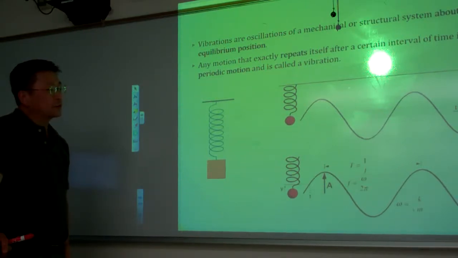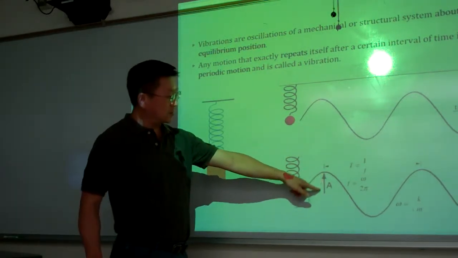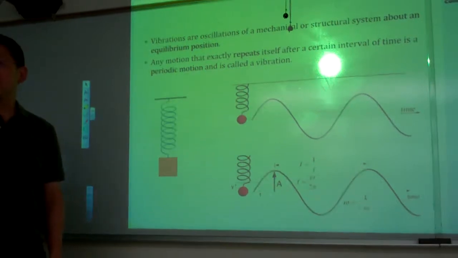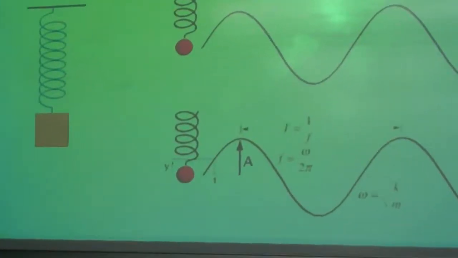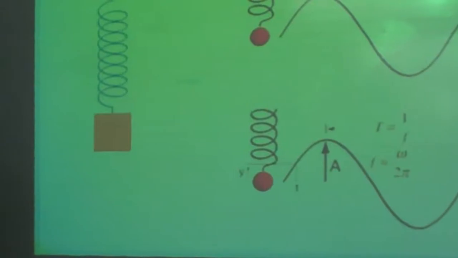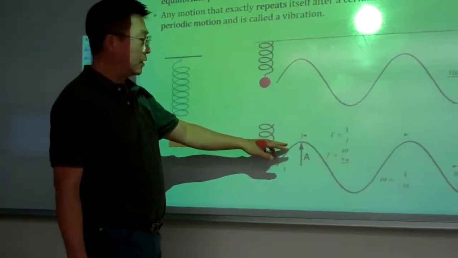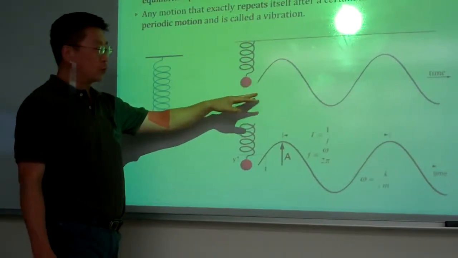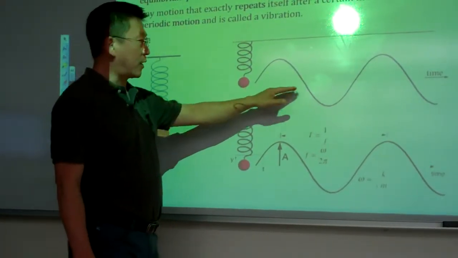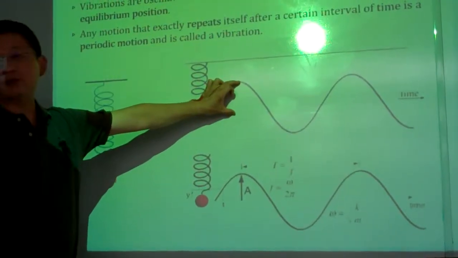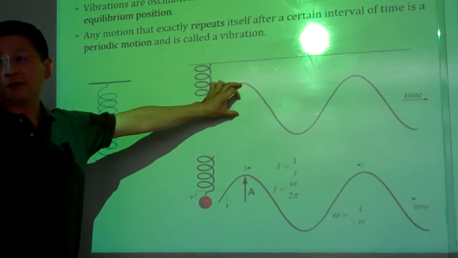The last feature of vibrations is this, called A, the amplitude. Amplitude represents the maximum displacement of the vibrating system. Basically, if the repeated motion of vibration can be described by a sinusoidal function, the amplitude is the magnitude of that sinusoidal function.